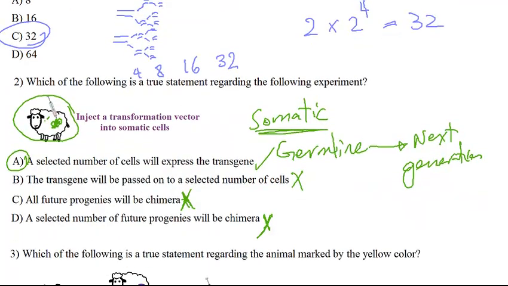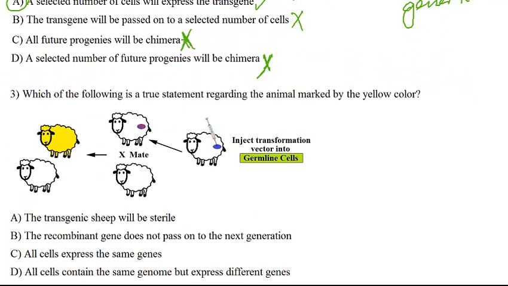All right, let's move on to the last question. Which of the following is a true statement regarding the animal marked by the yellow color? So we inject a transformation vector, this time into the germline cells, and we made that with another sheep. What is true about this yellow color marked sheep? The transgenic sheep will be sterile. Not necessarily. It could be sterile, but not necessarily. So no, I don't like this answer choice because it could go either way.